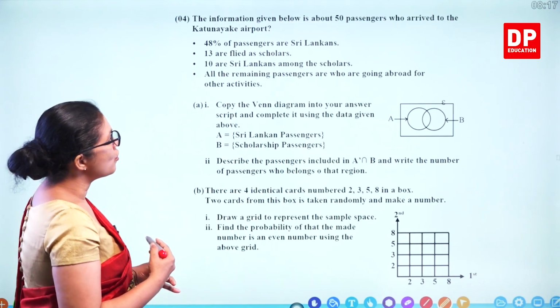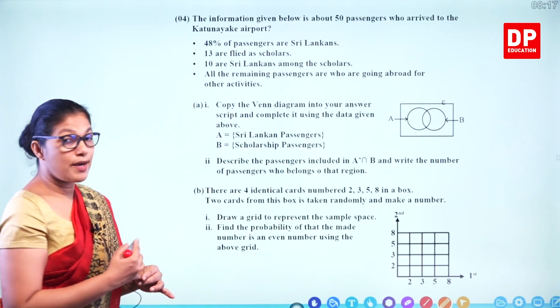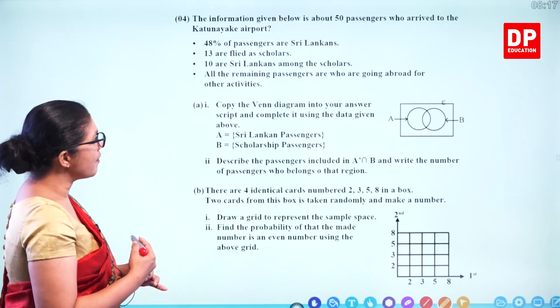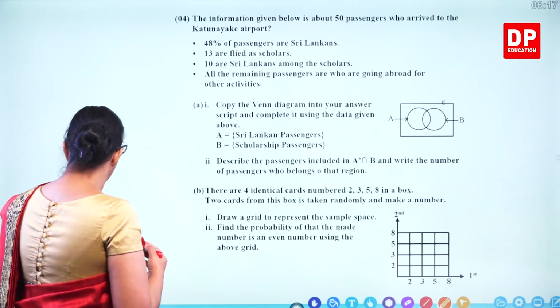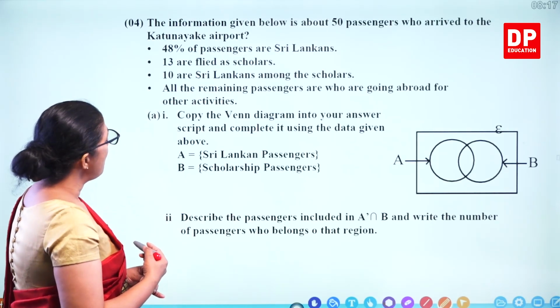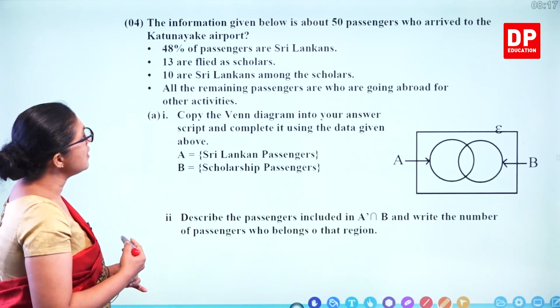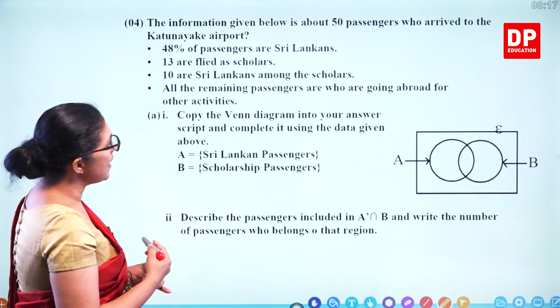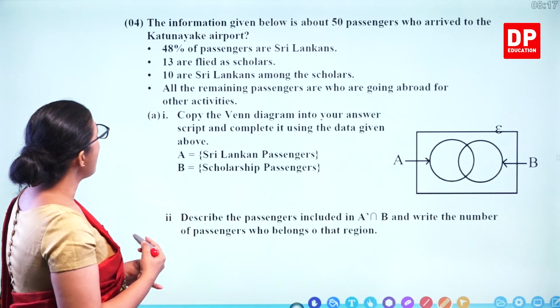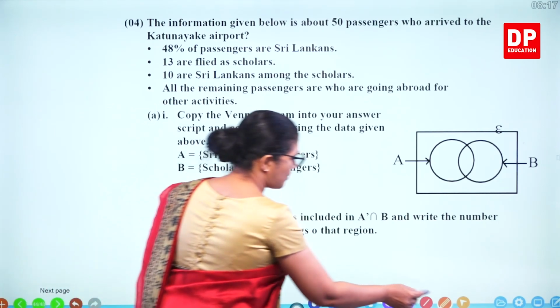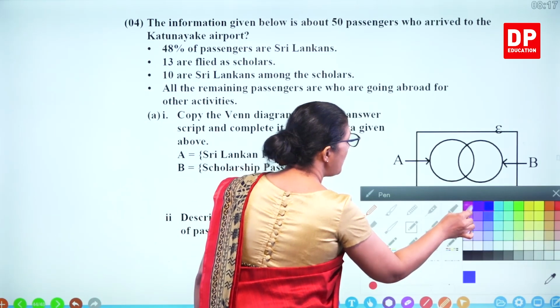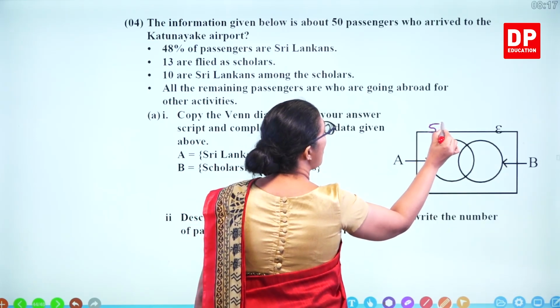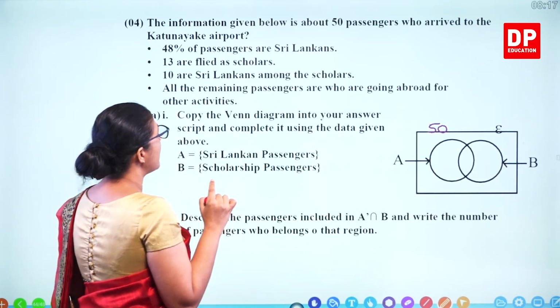Question number 4 also you get 2 parts. First one about Venn diagrams and the second one about sample space diagrams. So we'll do step by step. The information given below is about 50 passengers who arrived to the Katunayake airport. So we'll put 50 outside this Venn diagram.